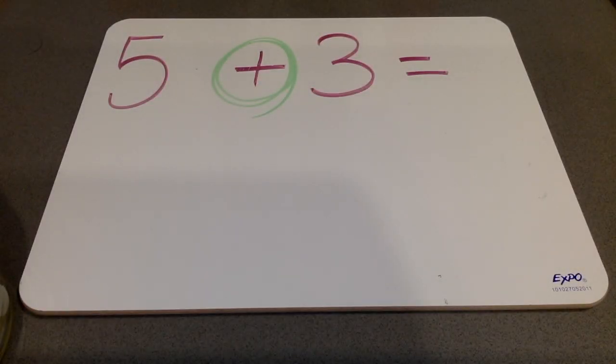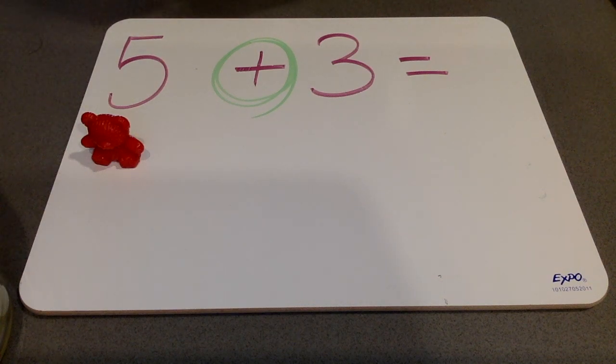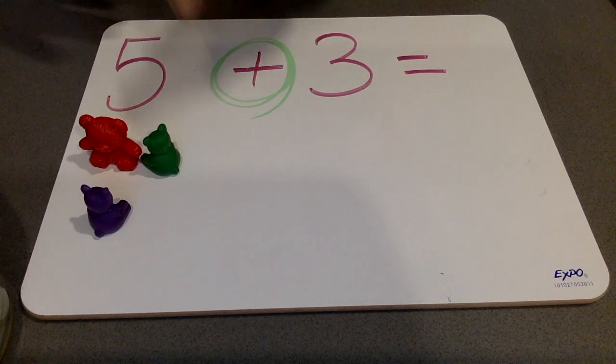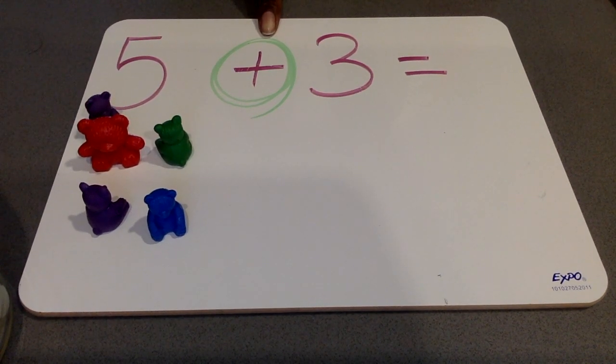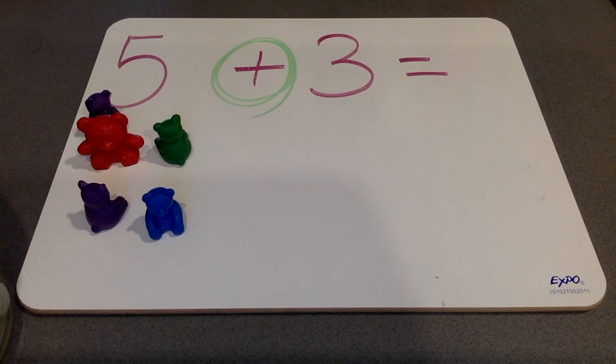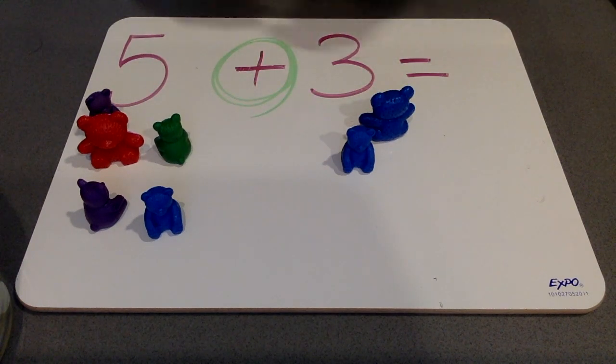Next, I'm going to show you how to represent your addition problems using math tools. So the first tools we're going to use today are our counting bears. So our problem says 5 plus 3. So that means we're going to take 5 bears for 5. 1, 2, 3, 4, 5. And then it says Gus. He tells us that we need to join and add. So I need to add 3 more bears. 1, 2, 3. Whoops, 3.